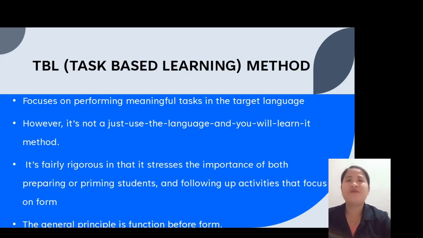So, this method of learning and teaching focuses on performing meaningful tasks in the target language, which means that the focus is on using the language to communicate in situations that are either real or at least could have been real.